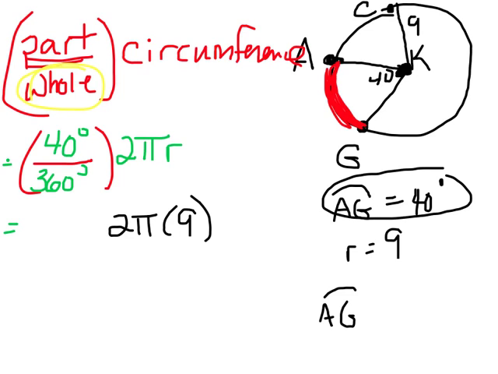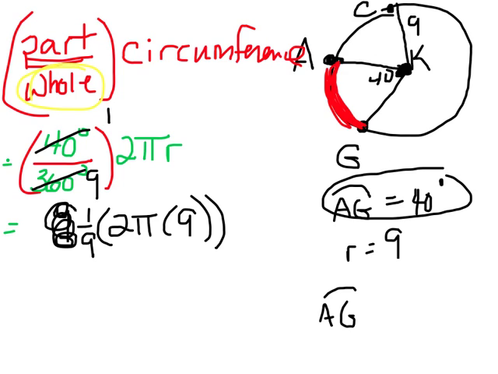And that 40 over 360, if I can reduce it, I want to. And it does reduce. 40 goes into 40 once. How many times does it go into 360? 9 times. 9 times 4 is 36, so it's just 9. Oh, that's 9 right here. I didn't mean to put it right there. That should be 1 over 9 out front times 2 pi times 9.